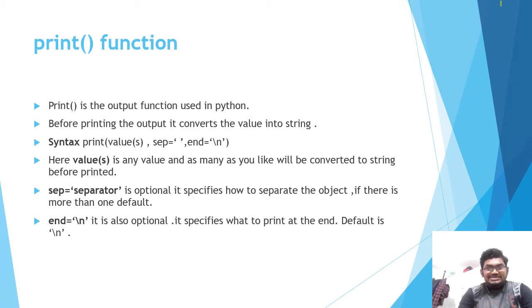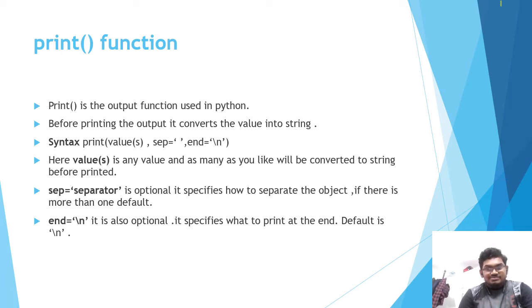Separator. Here sep is optional. It specifies how to separate the objects if there is more than one. Generally we use white space, but sometimes we want a comma or semicolon, so we use sep for that purpose. And end is also optional. It specifies what to print at the end. Here the default is a newline. If we do not mention an end value, it takes the default. Sometimes we add commas or hyphens, something like that.